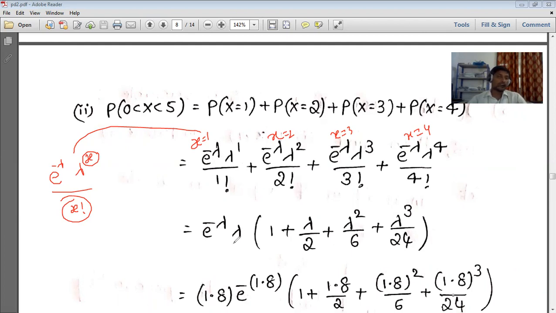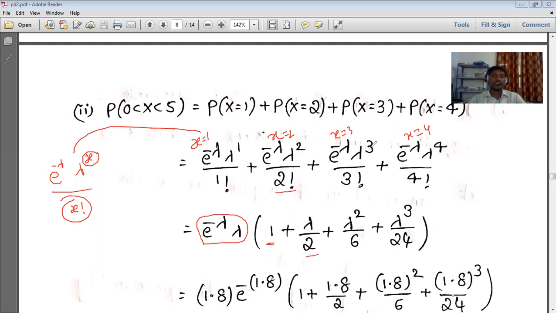Or you can follow this. e power minus lambda, lambda is the common one in each and every term. So that one we took common here, and the remaining terms are here. First one is 1. And here lambda already we took common. 1, lambda we took common, and the remaining lambda here, and 2 factorial is nothing but 2.